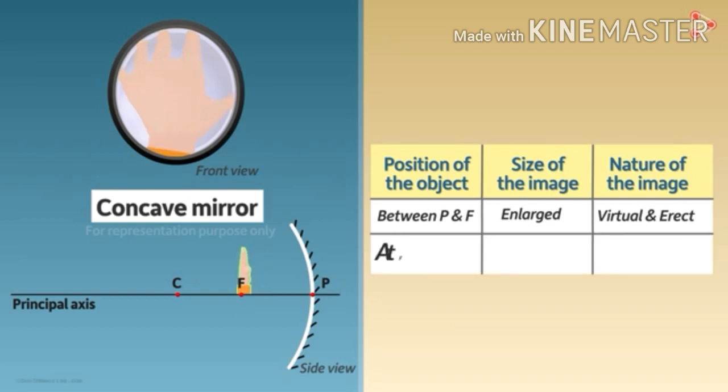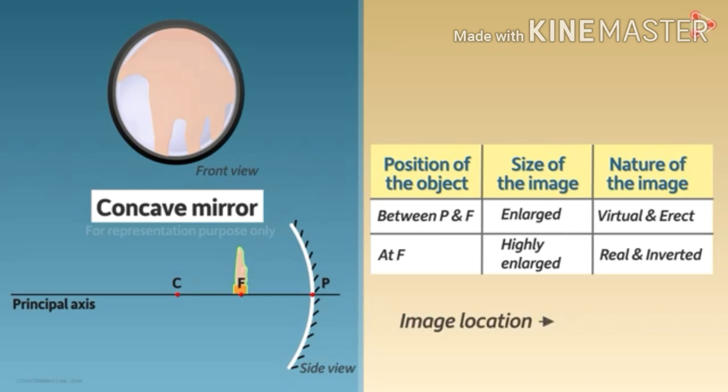The next position of the object, that is at F, at principal focus. The size of the image is also highly enlarged. And what will be the nature of the image? It is real. As it is a real image, this is not erect. It is inverted. Where does this image form? We cannot guess it at all because the image location is infinitely far away.